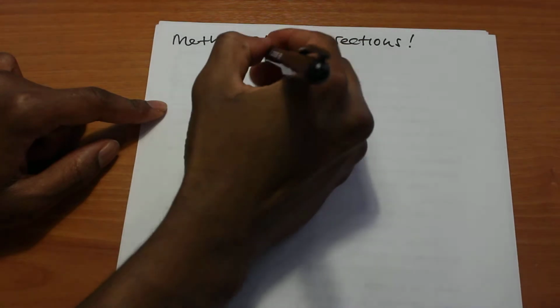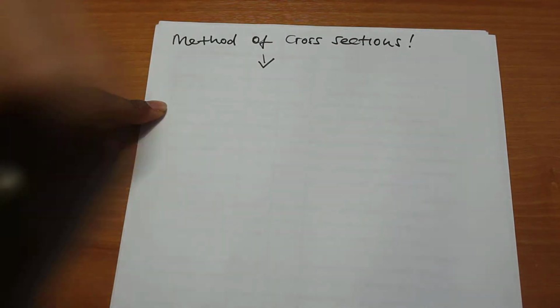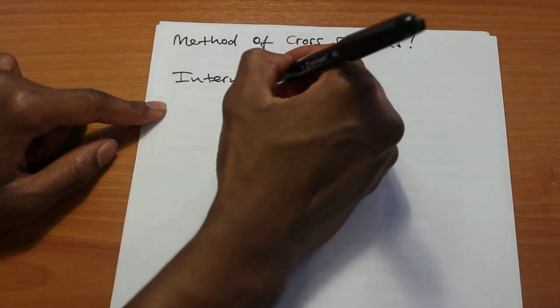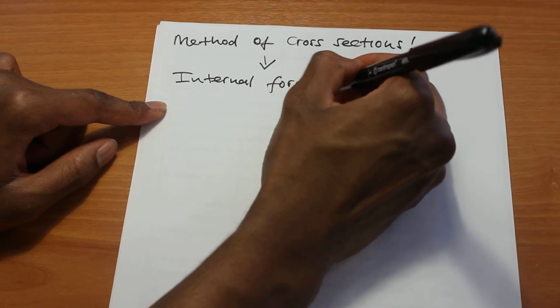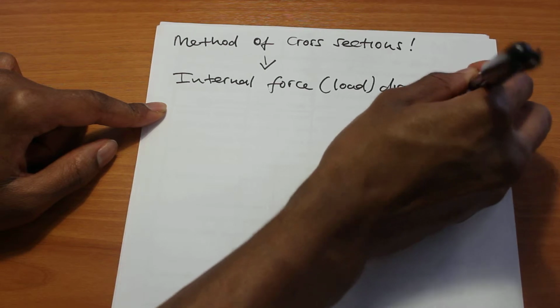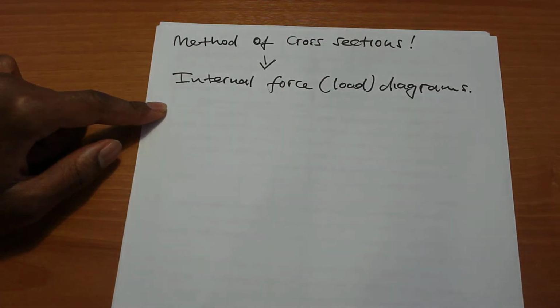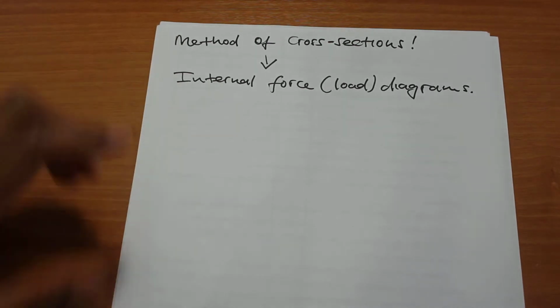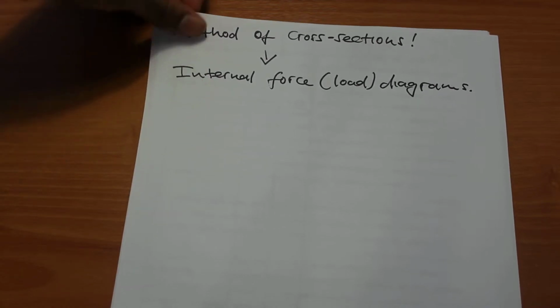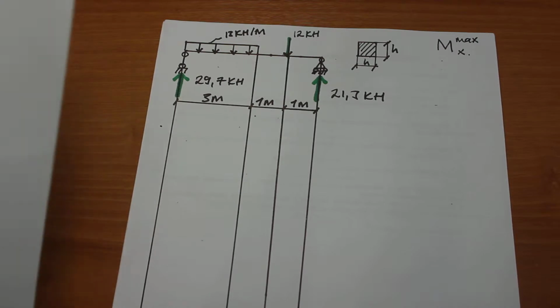Using this method of cross sections, we are going to draw what we call internal force, I prefer saying load diagrams. So in order for us to calculate the maximum bending moment, we're going to use the method of cross sections. This method helps us to draw the internal force diagrams. So yeah, this is what we'll be doing today. We'll be drawing internal force diagrams.